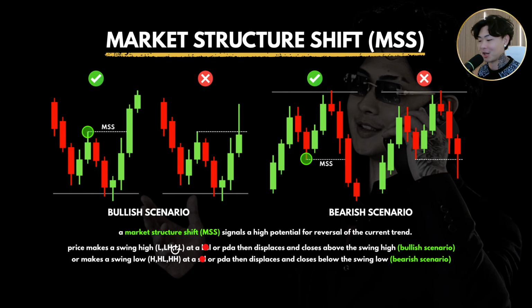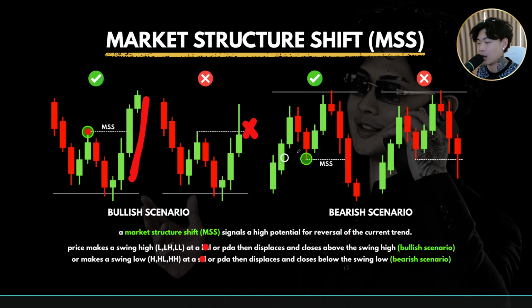Price makes a swing high at a sell side liquidity level, or PDA, and then displaces and closes above the high. So you see, boom, low, lower high, boom, sweeps liquidity, and then we displace, and we close above that swing high. Remember, swing high is high, higher low, higher low. It makes that swing high going into the liquidity, sweeps the liquidity, displaces, closes above that swing high. It must close above. It can't wick above, has to close above, guys.